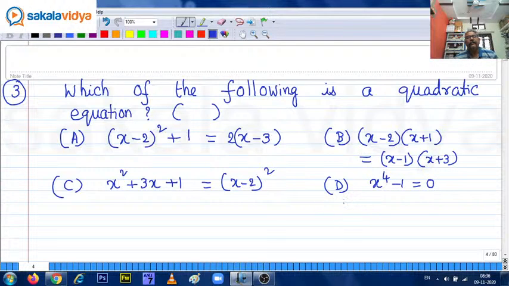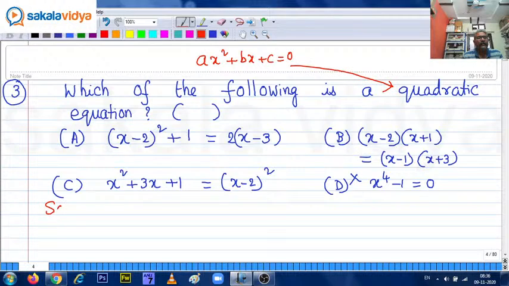D is not a quadratic equation because the degree is 4. It's a biquadratic equation. So option D will be eliminated. Out of A, B, C we need to find out. The quadratic equation means it must be in the form of ax square plus bx plus c is equal to 0. So we need to check for option A.